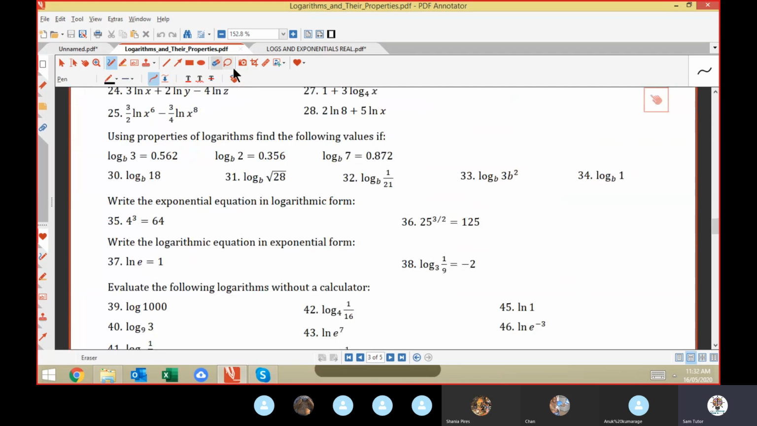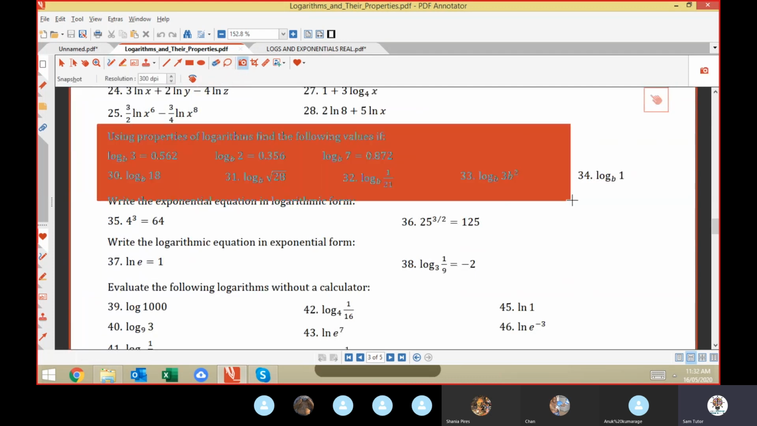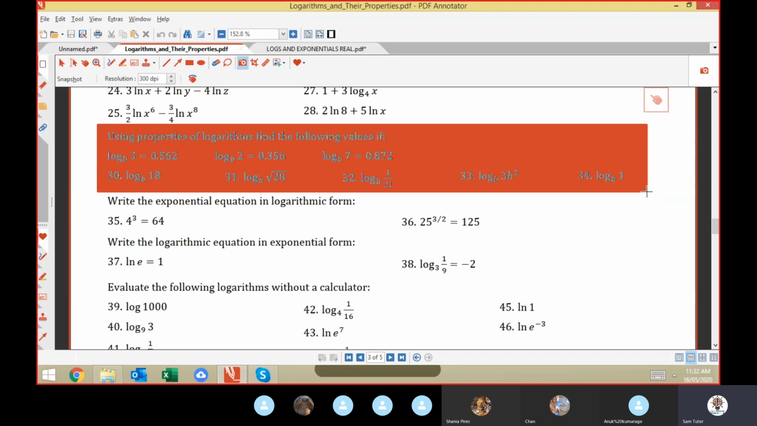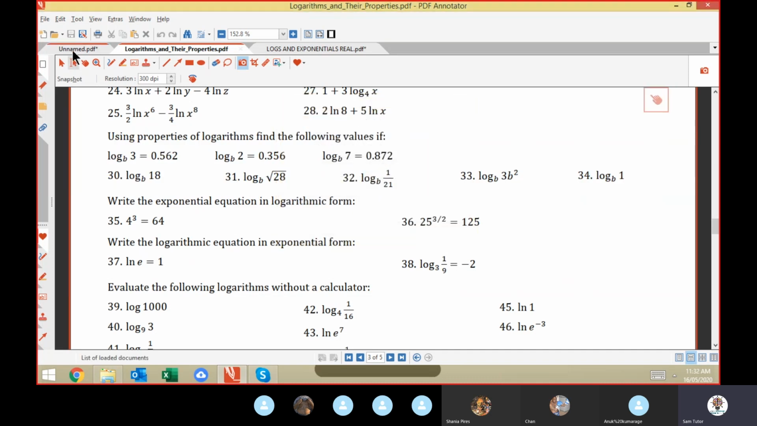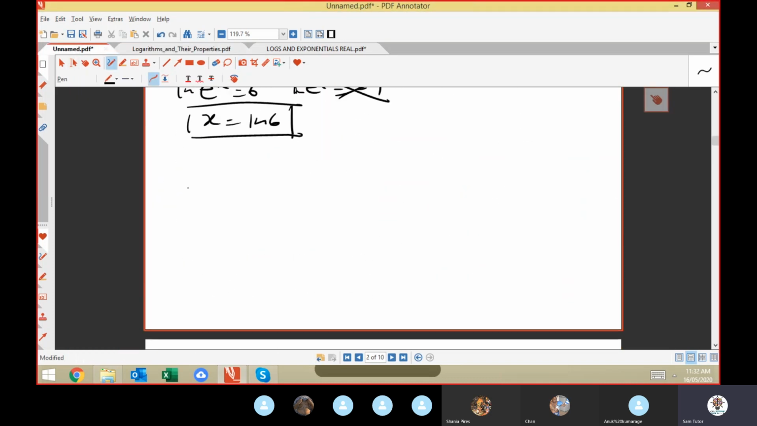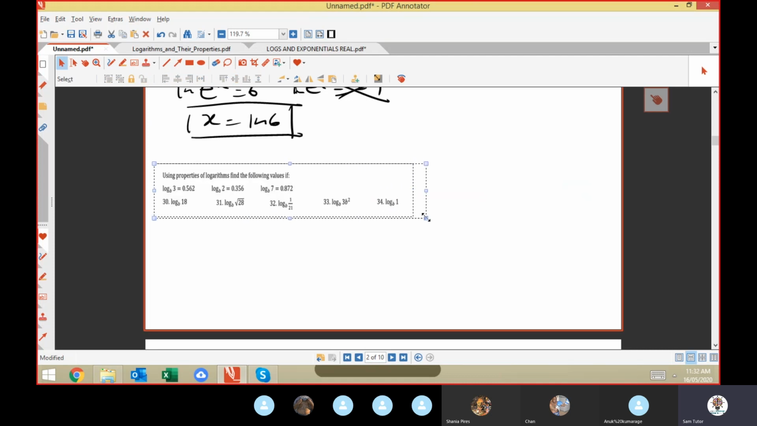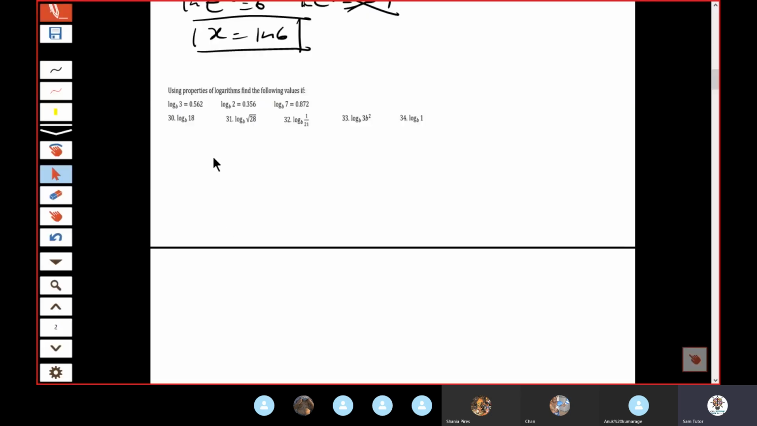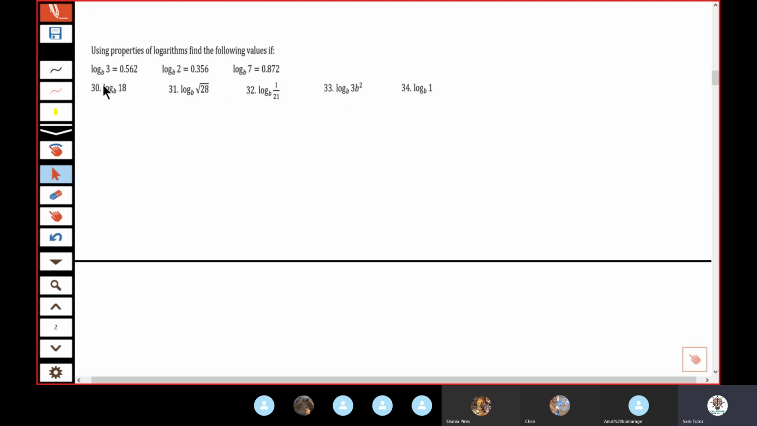Using properties of laws, so using your log laws, evaluate these results. So you're not solving as such, you're evaluating. Given that log 3 is 0.562, log 2 is 0.356, and log 7 is 0.872, find log 18, log 28, log 1 on 21, log 3b squared, log 1.